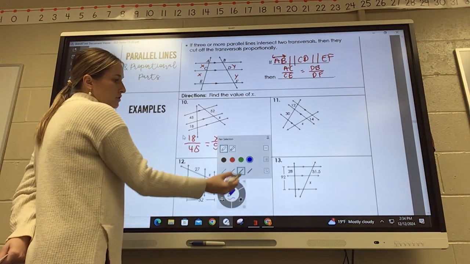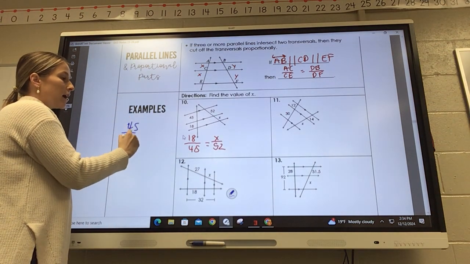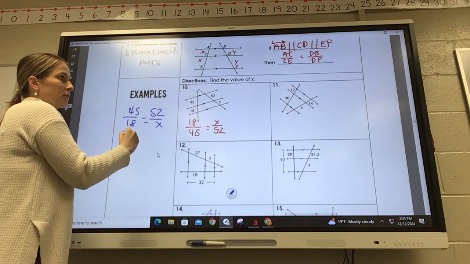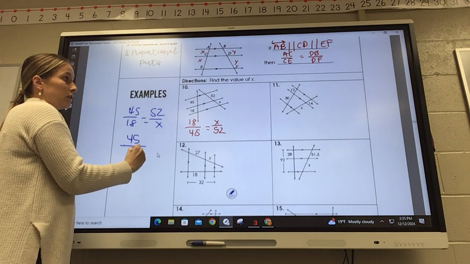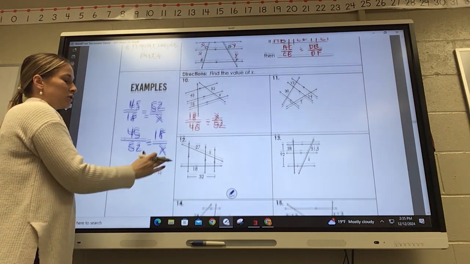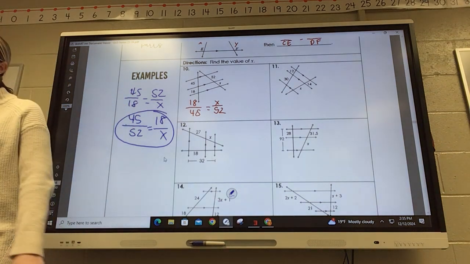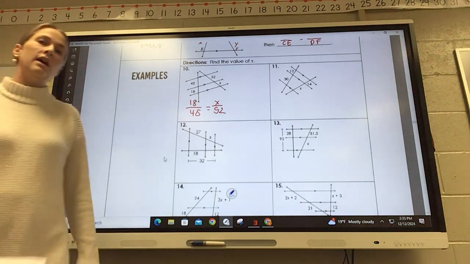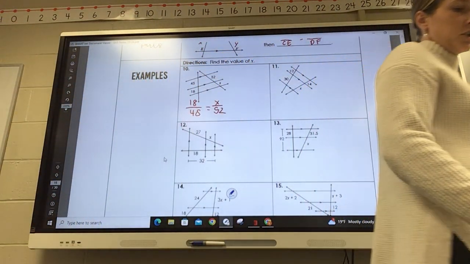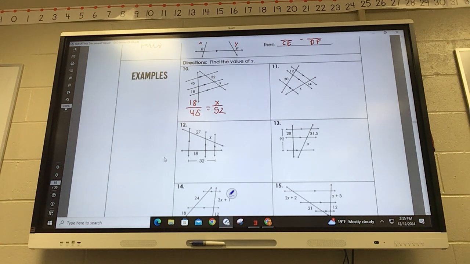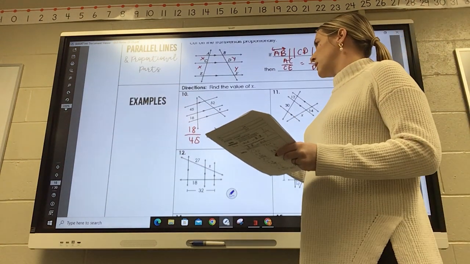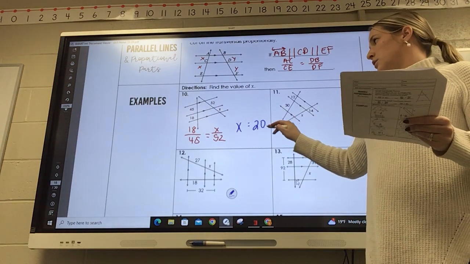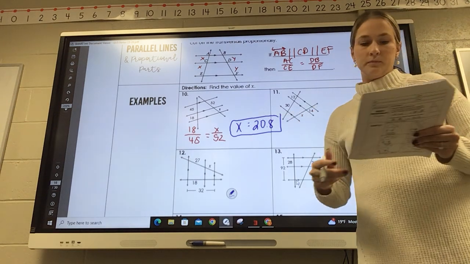Okay, so other ways you could have done it, you could have done the 45 on top, which would put the 52 on top, or you could have done 45 to 52 and 18 to X, which means you could have done the same one just flipped upside down. So 4 ways to get the same proportion, just as long as you set up the first one, the second one has to match. All right? What did you get for X after you cross multiplied here? 20.8. Does anybody agree with Ella? Good. Okay.